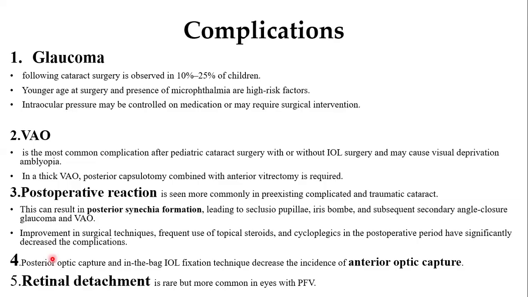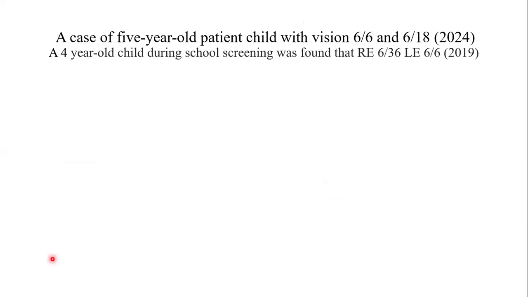Okay, so finally we finished congenital cataract. We'll move to an important topic: a case of a 5-year-old patient with vision 6/6 and 6/18. That came in my exam in 2024. Another scenario: a 4-year-old child during school screening was found to have right eye 6/36, left eye 6/6. How would you approach this patient?